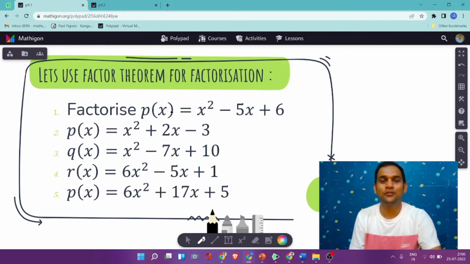So let's get going. Factorize p of x equals x squared minus 5x plus 6. Now this is a quadratic equation.